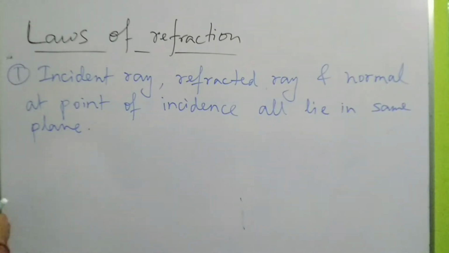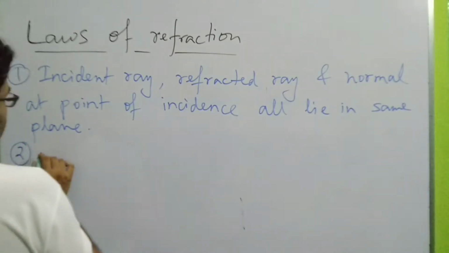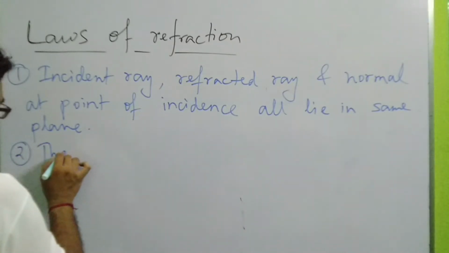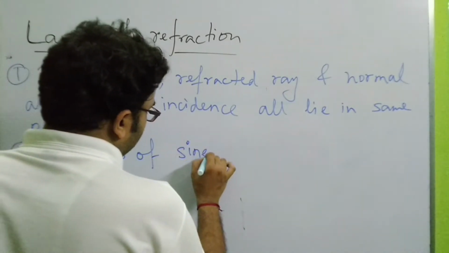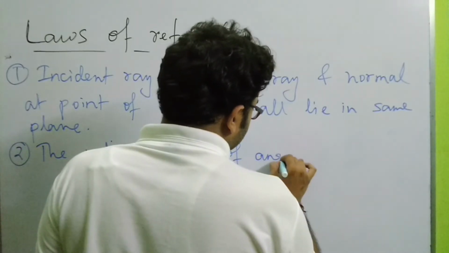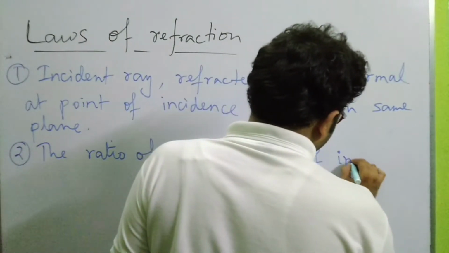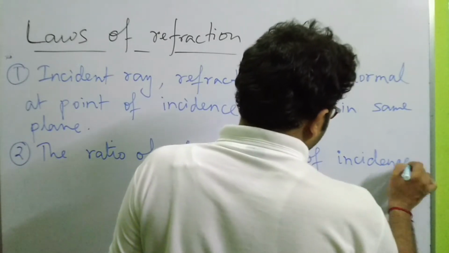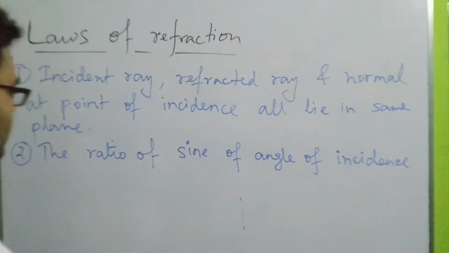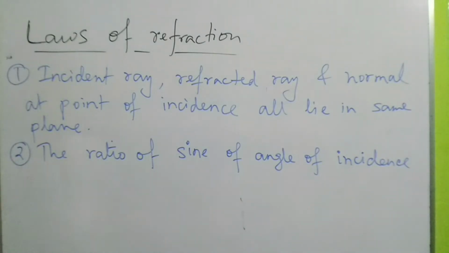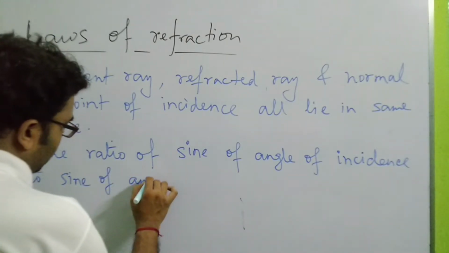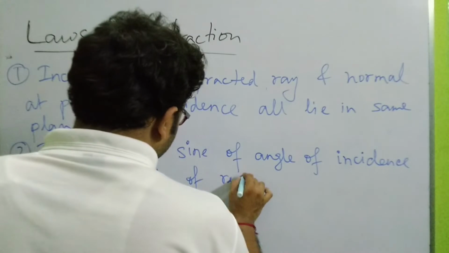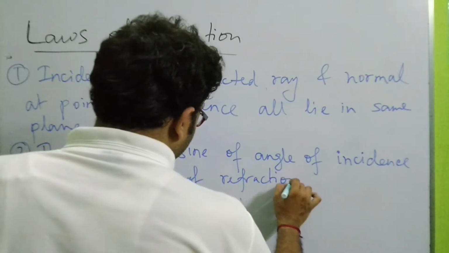Now, coming to the second law. What does the second law say? The second law says that the ratio of the sine of the angle of incidence, so if we take the sine value of the angle of incidence, I think you have all learned about the sine value in trigonometry, to the sine of the angle of refraction, this ratio is a constant.